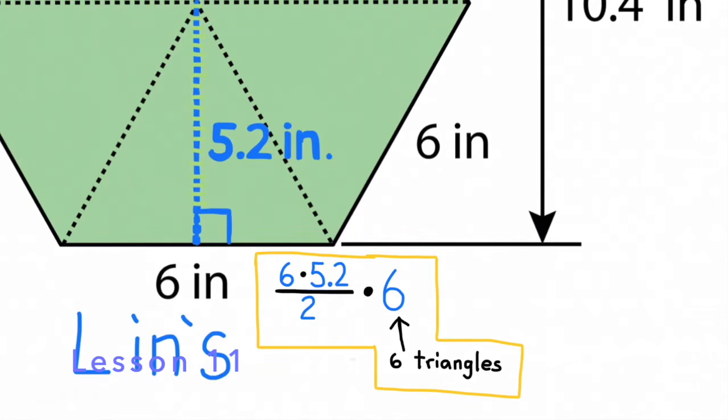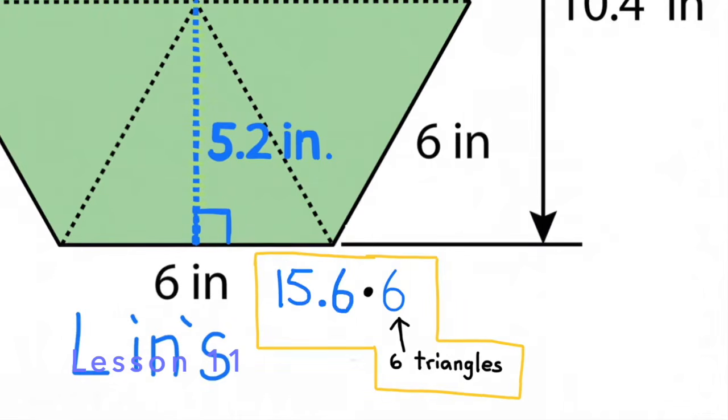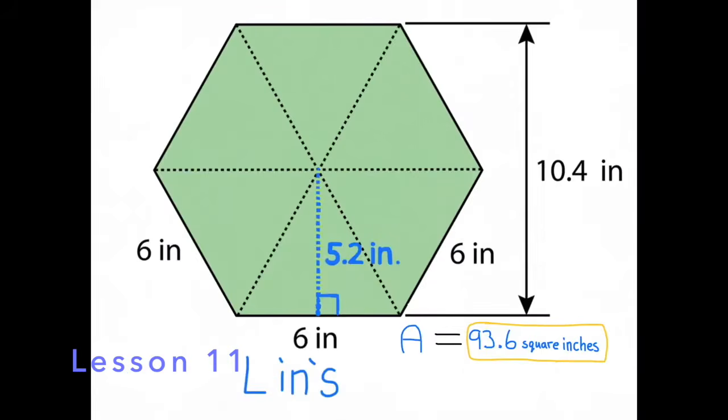3 times 5 is 15. And 3 times 2/10 is 6/10. The area of each of the triangles would be 15 and 6/10 inches. And since there are 6 of these triangles, we need to multiply 15 and 6/10 times 6. 15 and 6/10 times 6 equals 93 and 6/10. So the area of this hexagon is 93 and 6/10 square inches.